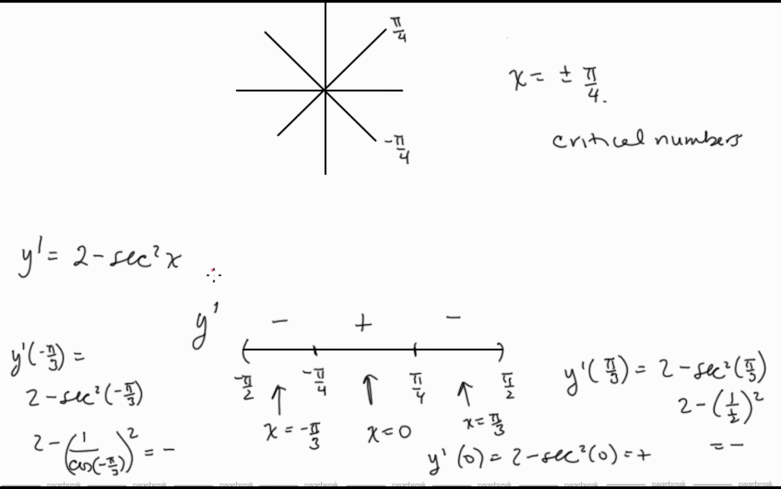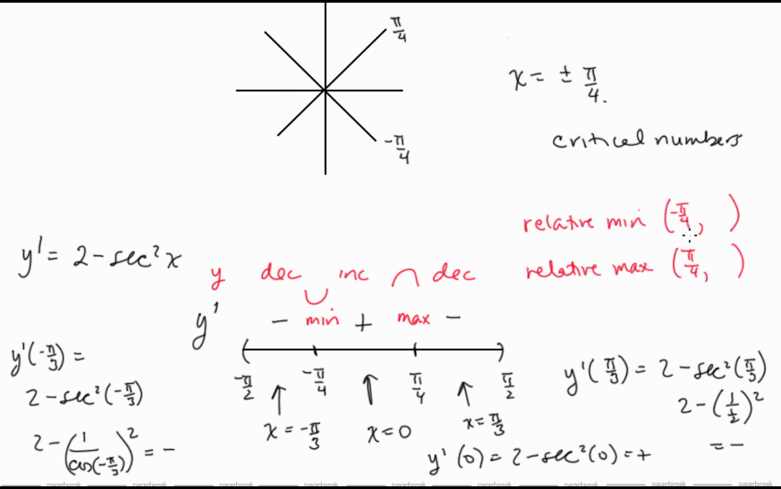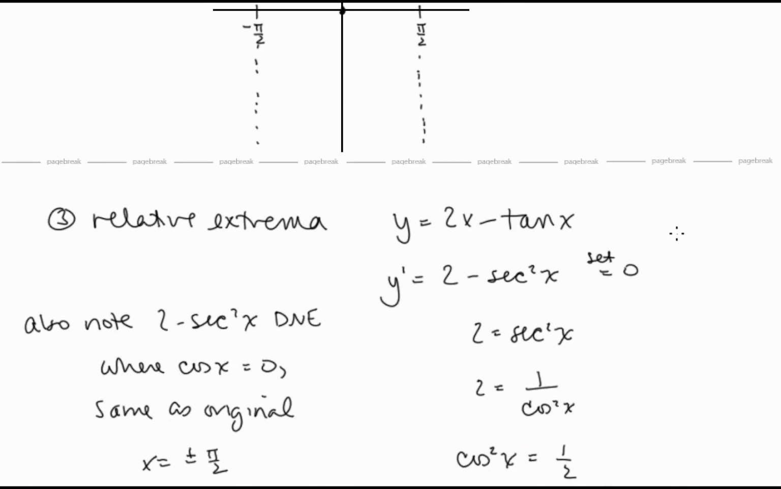So this says our original function y is decreasing, then increasing, then decreasing. So we have a minimum at x equals negative pi over 4, and we have a maximum at x equals pi over 4. And we should find the corresponding y values so that we can plot these on our graph. So let's go back up to the original and plug in positive and negative pi over 4.